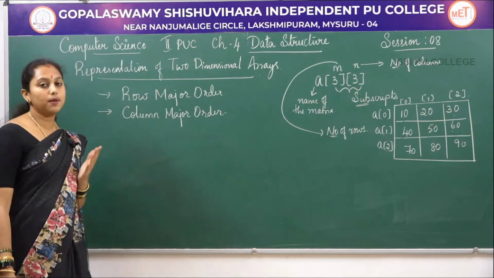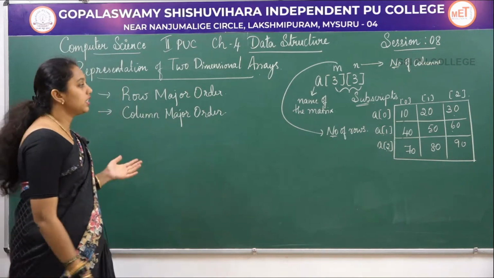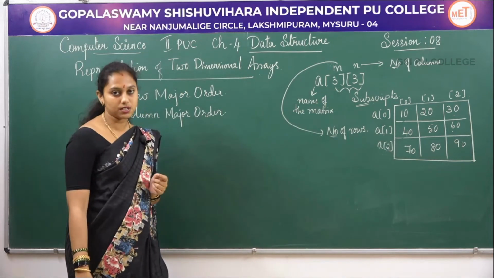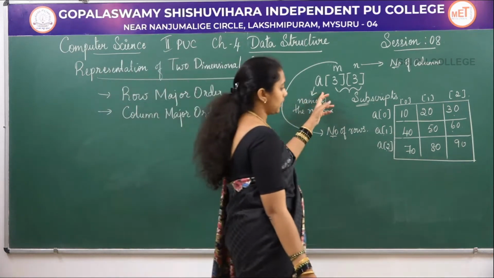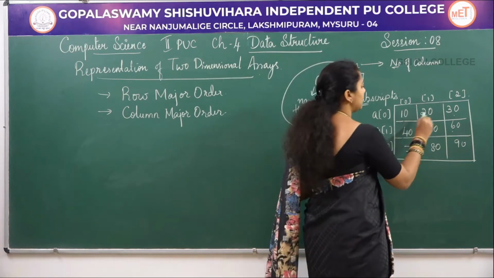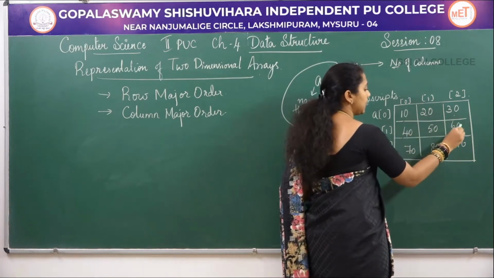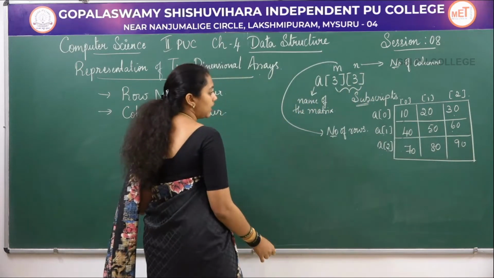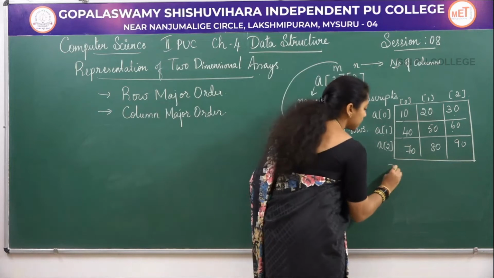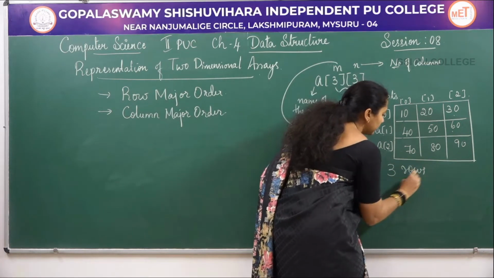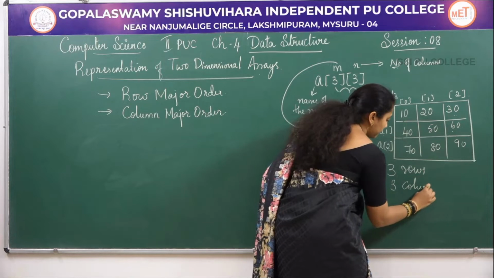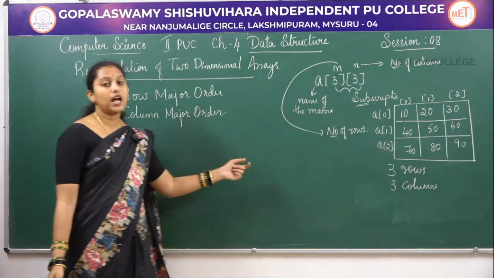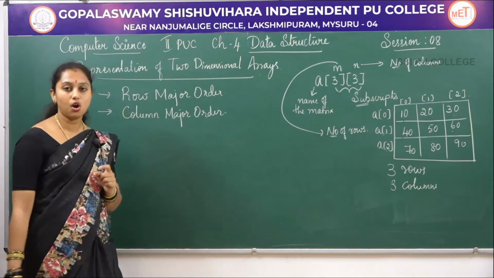So what is row major order? Consider this matrix, that is A of 3 cross 3 matrix. In this matrix the array elements are 10, 20, 30, 40, 50, 60, 70, 80 and 90. So here it has 3 rows and 3 columns. Now let us see how to represent these array elements in row major order.